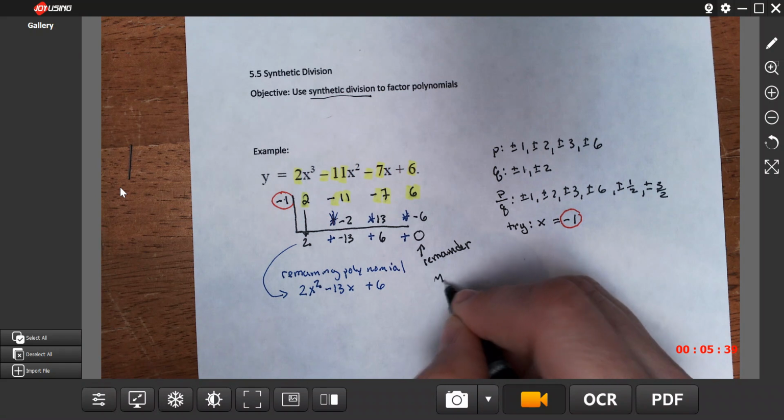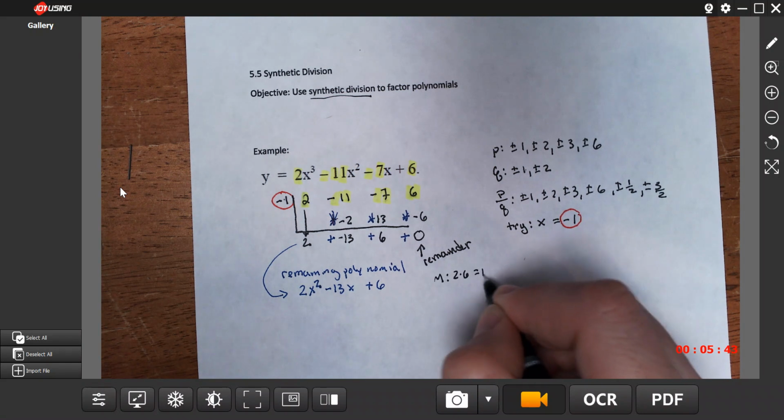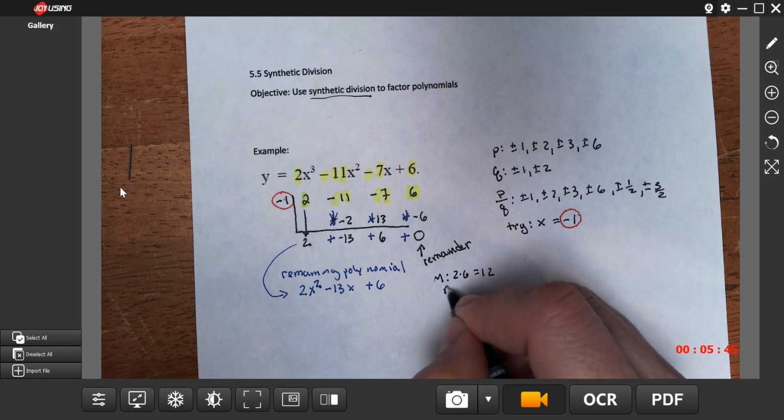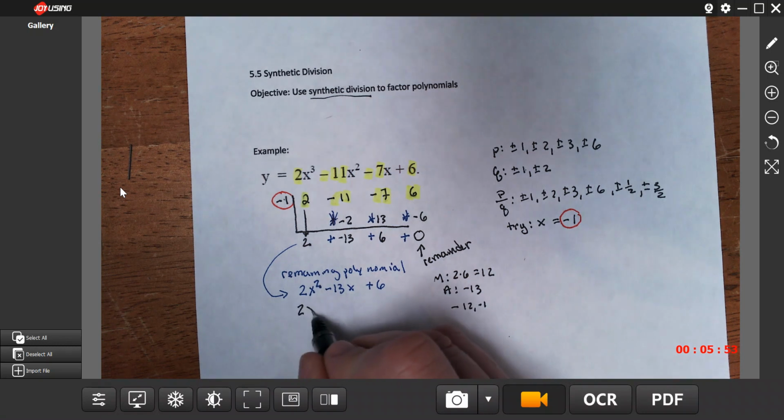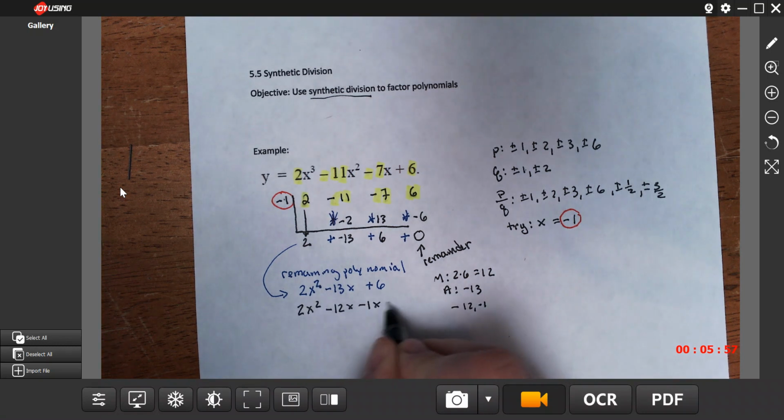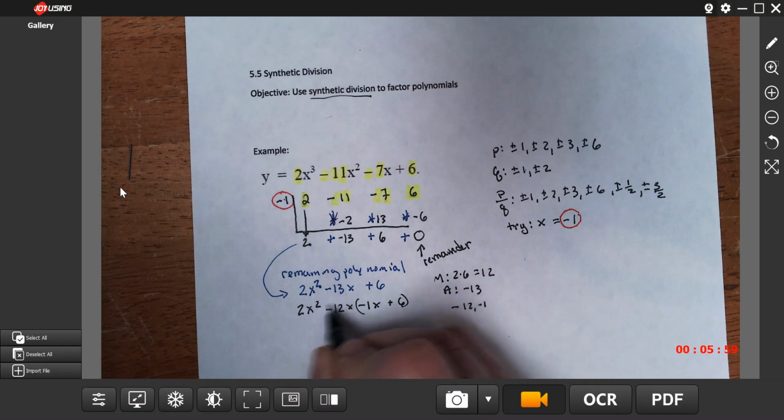You should do that. So I need values that multiply to 2 times 6, so 12, and add to negative 13. So those would be negative 12 and negative 1. And I put my middle term in, so minus 12x minus 1x plus 6, grouped into 2 groups, still addition. Factor out the greatest common factor.